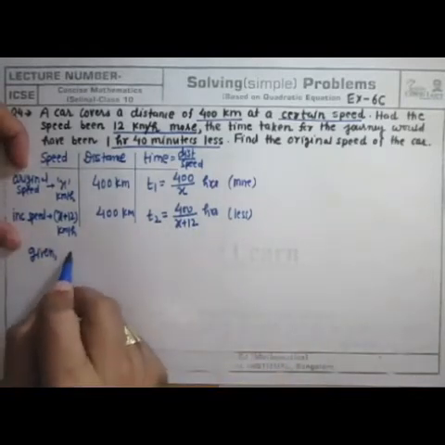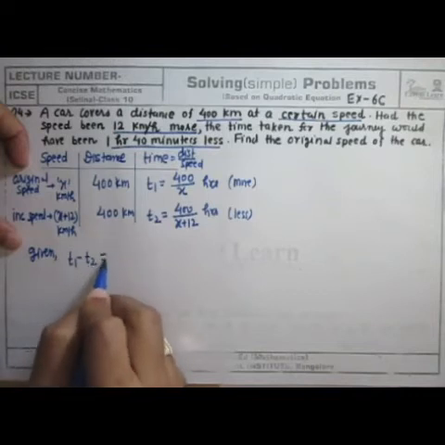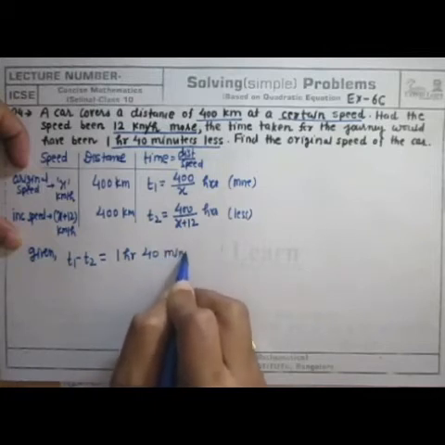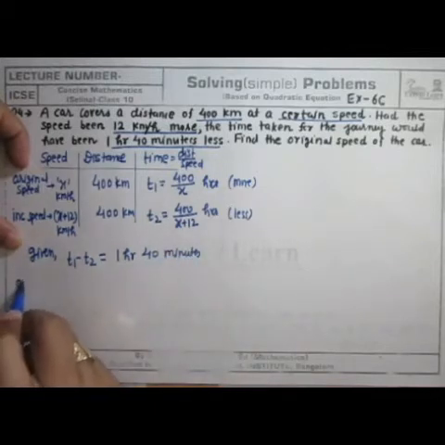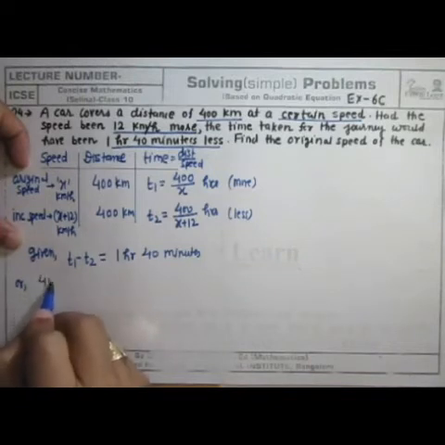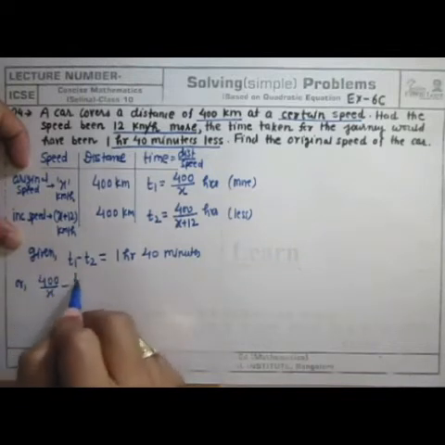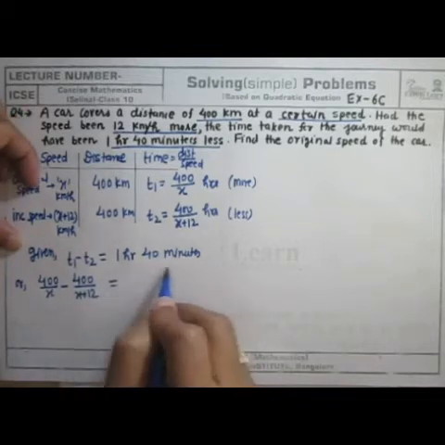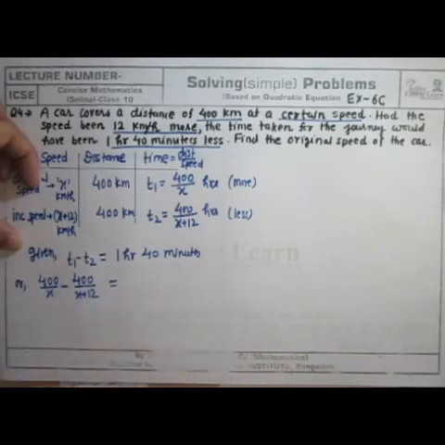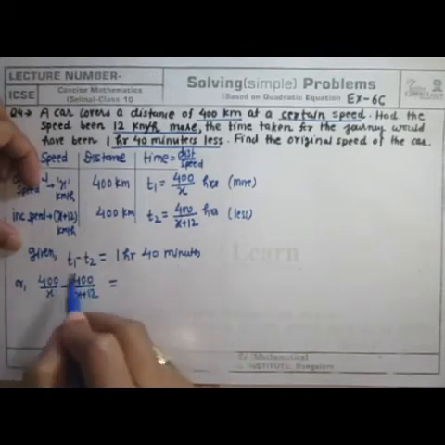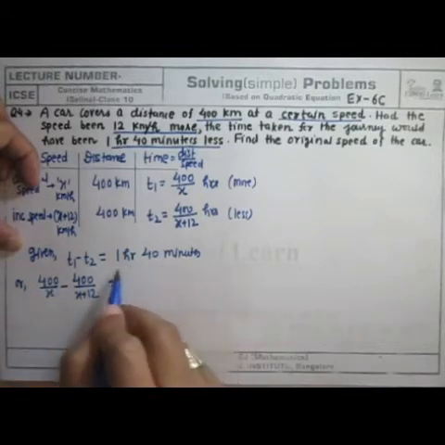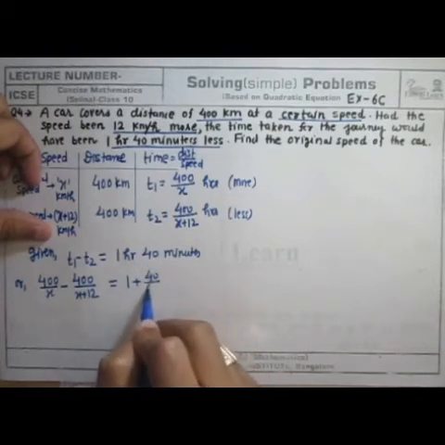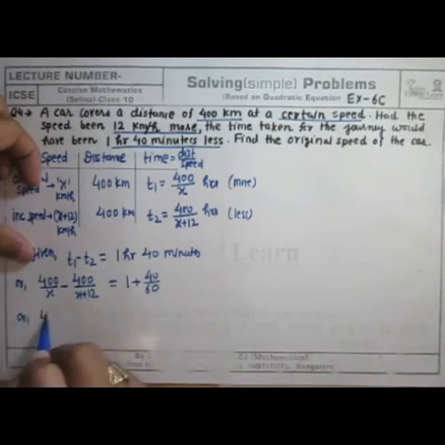So given here, T1 minus T2 is equal to 1 hour 40 minutes. So T1 is 400 by x minus 400 by x plus 12 is equal to, and we have to convert this in hours. Why? Because on the left side the unit is hours, so the difference also will be in hours. So we have to convert the right side into hours. So 1 plus 40 by 60 hours.